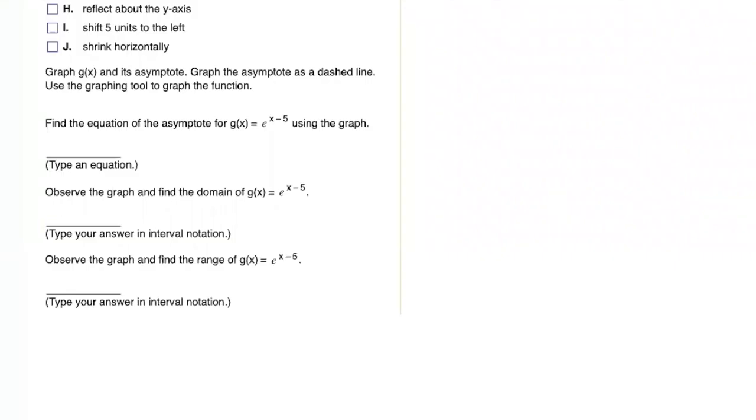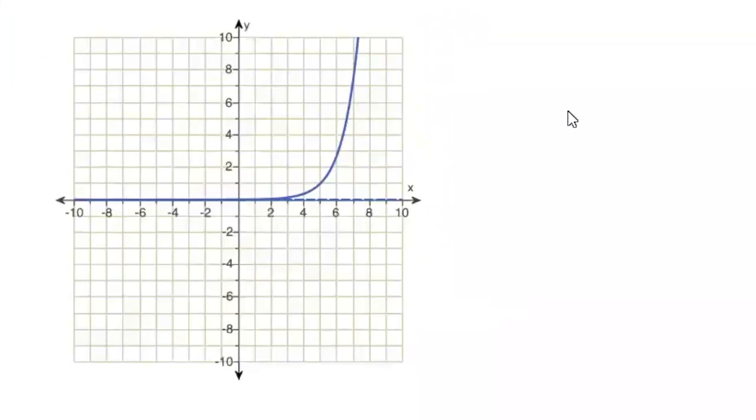Okay, back to the last couple of questions. I need to find the equation of the asymptote. I need to find the domain and find the range. Here's the graph of my function. Because the asymptote was not affected by this shift, it stayed at the x-axis. So my asymptote will be the line y equals 0.